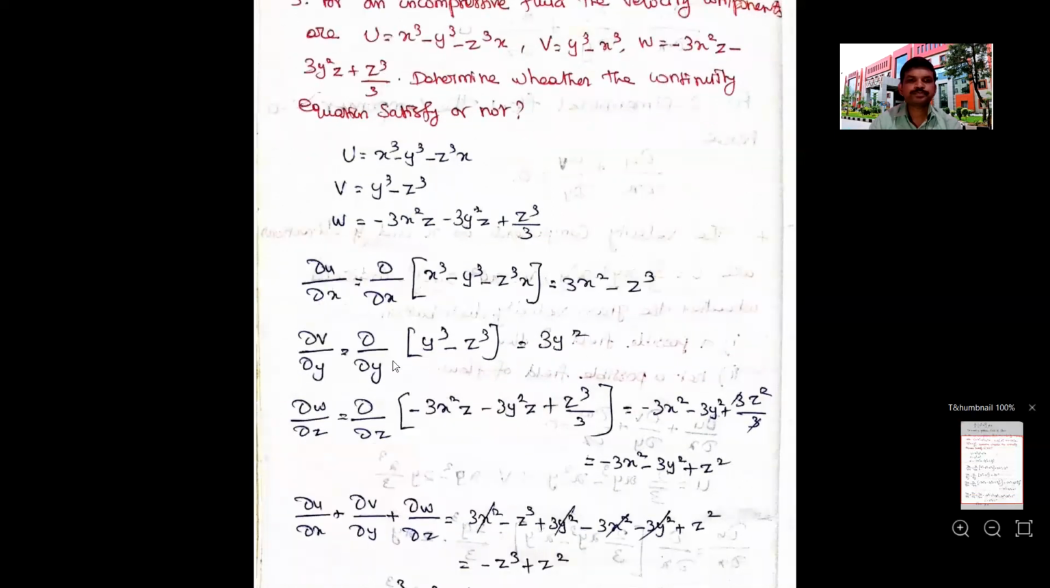Next, come to ∂v/∂y. The velocity component of v is y³ minus z³. Now partial differentiation for this. Here only one y term is there. The z term is there, so it will not come. Only the y term will come. The partial differentiation of y³ is 3y². Now come to the third velocity component.